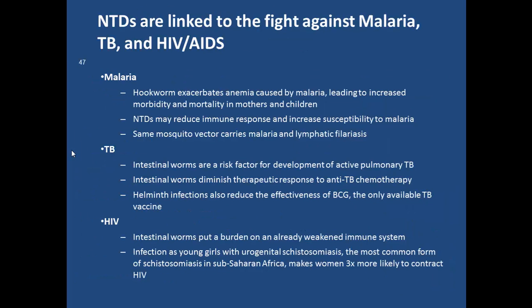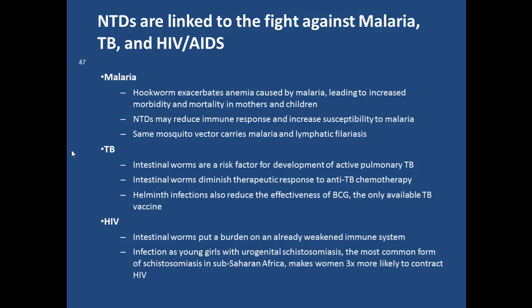Some of the links I wanted to discuss, we talked about HIV, TB, and malaria, but more specifically, I wanted to mention, for instance, malaria and hookworm connections. The hookworm I mentioned before exacerbates the anemia, leading to increased morbidity, some mortality in mothers and children, but it also may reduce the immune response and increase the susceptibility to malaria. The same mosquito vectors carry both lymphatic filariasis and malaria, and that's another interesting thing, is that you can coordinate efforts between the two diseases.